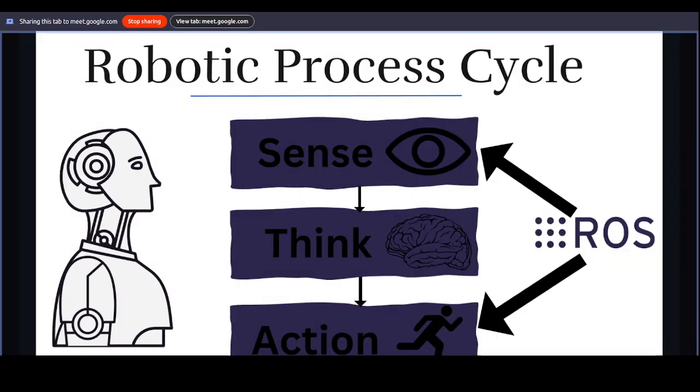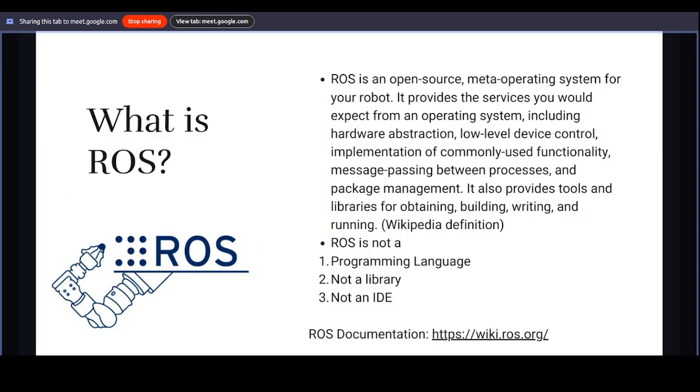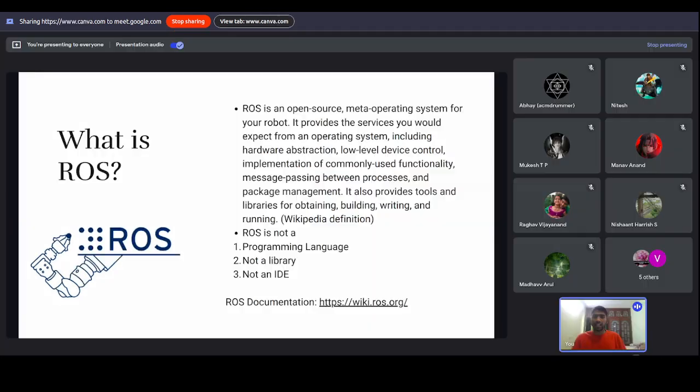So let's see what ROS is. So what actually is ROS? ROS stands for Robotics Operating System. Let me repeat myself. Robotics Operating System. It's an open source meta operating software. So it is not exactly an entire operating system, but a meta operating system.